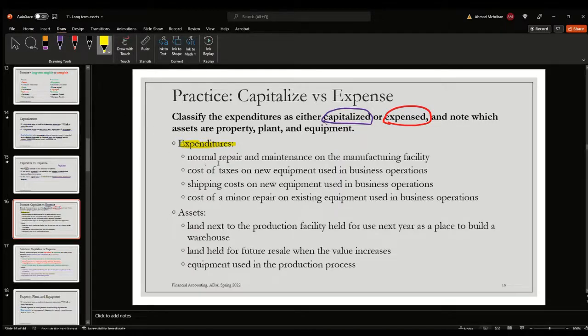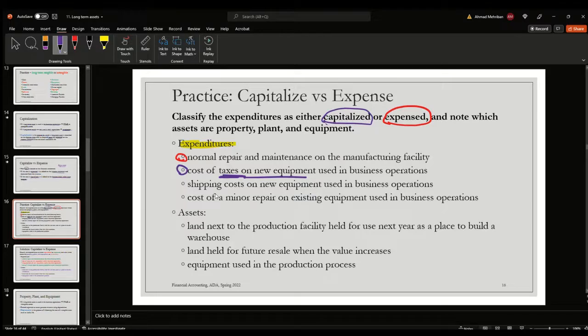First of all, we have a normal repair and maintenance on the manufacturing facility. Normal repair and maintenance is something that we tend to just expense. We record it as part of the expenses under the income statement right here. The second one is the cost of taxes on new equipment used in business operations. These are usually capitalized and added as part of the cost of the asset in the balance sheet. The cost of the taxes on this new equipment is usually added to the balance sheet and is capitalized.